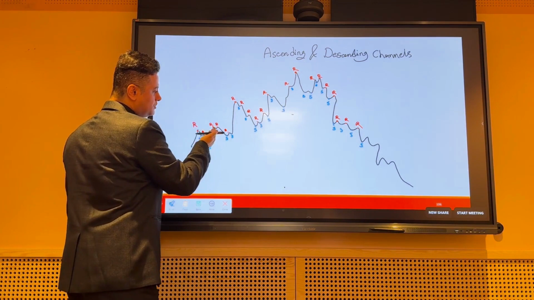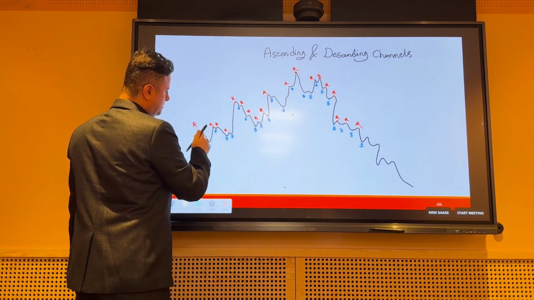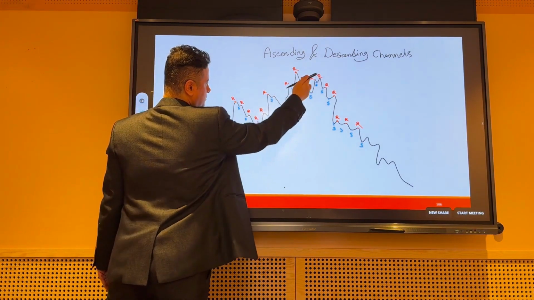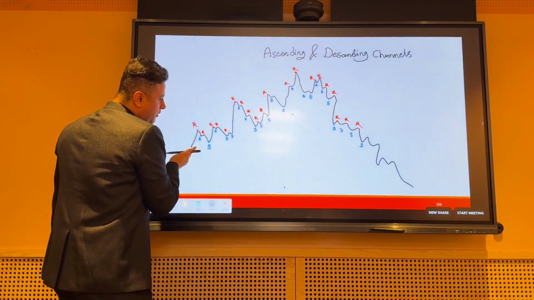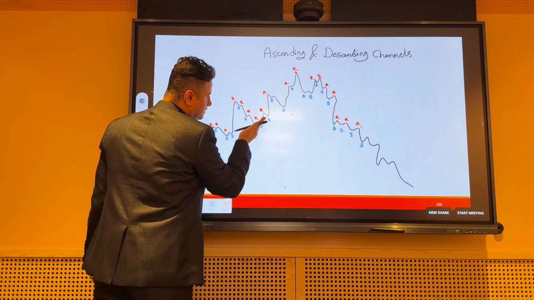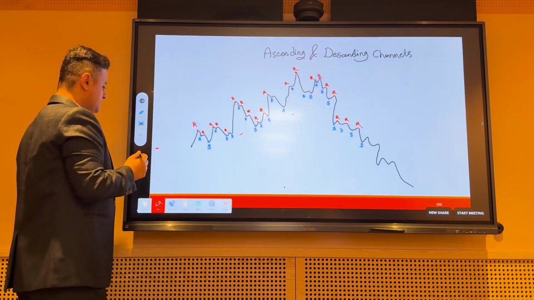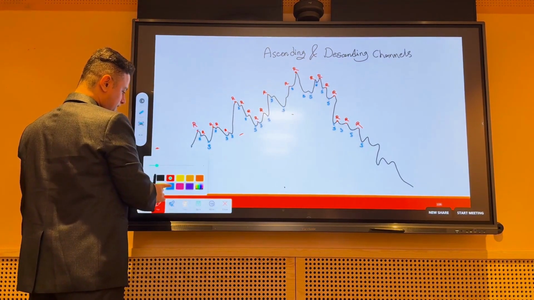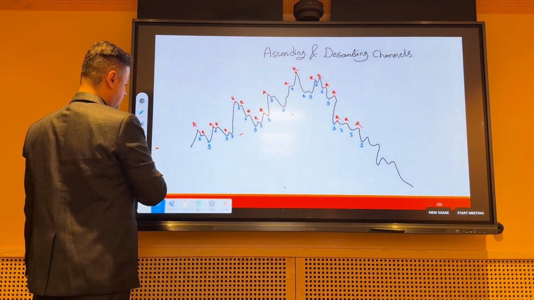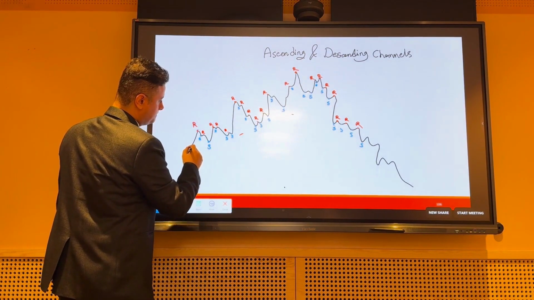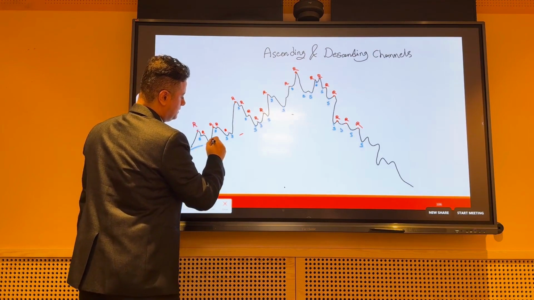Look, if you draw a line here, guys, this is resistance, this is support, this is support, this is support. It connects these supports together. But look down here at how many support points there are. I see a lot of support points here. So let's do something. Let's draw a line here, like this. What I am clearly seeing, this line.